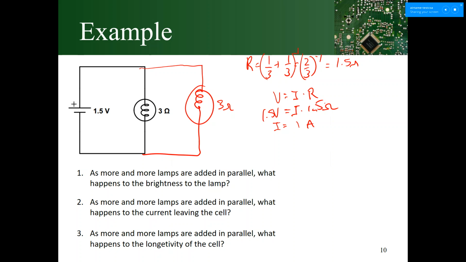Okay. That means that the total draw from the battery is 1 amp. And because these 2 resistors are equal, what is each resistor getting? What current is each resistor getting?